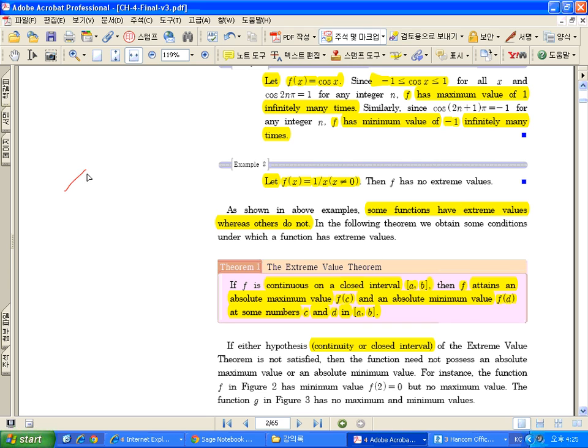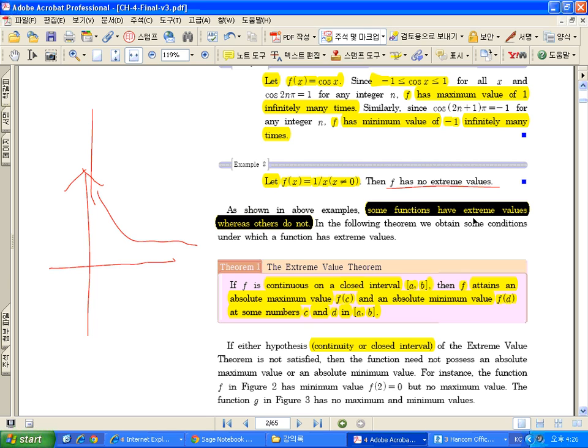Okay, this function f of x can be drawn in this way. Okay, so here, these lower values are getting smaller and smaller, all the way to negative infinity here. So there is no local minimum value. Here f of x goes all the way to infinity. So there is no local maximum, and so there is no global maximum either. So this f of x has no extreme values. So we need to know when a function has extreme values and when it does not. This first theorem, the extreme value theorem, tells about it.